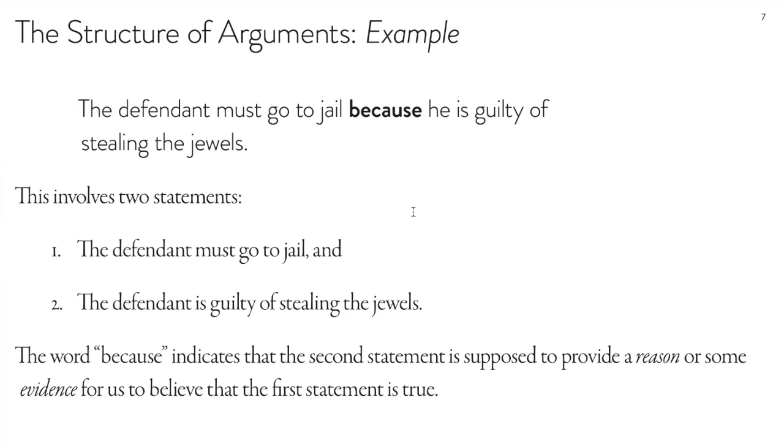And then again, this is just summarizing what I said. We have two statements. The defendant must go to jail. The defendant is guilty of stealing the jewels. And the word because is just indicating that the second one, the guilt, is the reason for why, or evidence for why, we should punish him by sending him to jail. And all arguments are like this. We do this all the time, man.